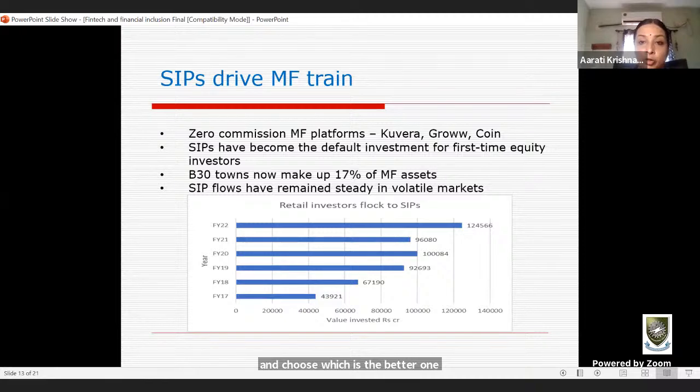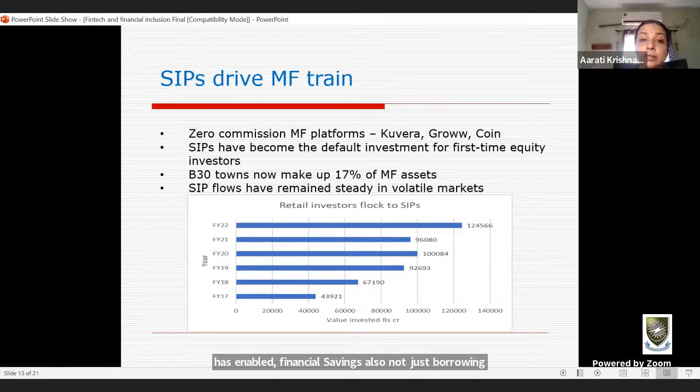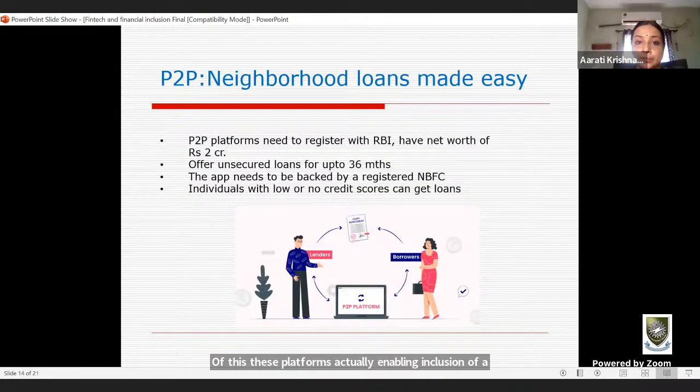So this is also more on this, how basically fintech has enabled financial savings also, not just borrowing. It has enabled savings by way of SIPs. And smaller towns have become quite big contributors to MFs with 17% of the assets because of this. These platforms are actually enabling inclusion of smaller investors into mutual funds and stocks.